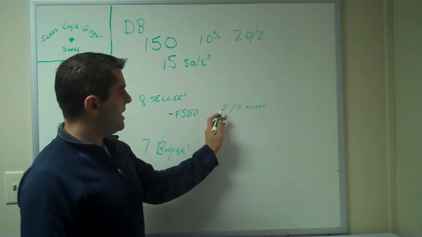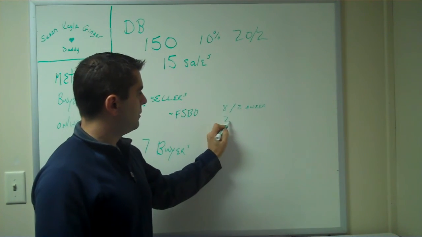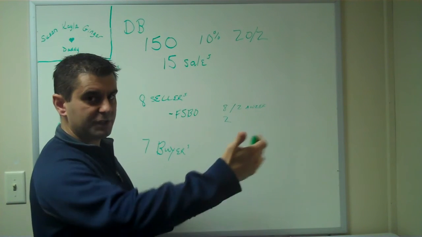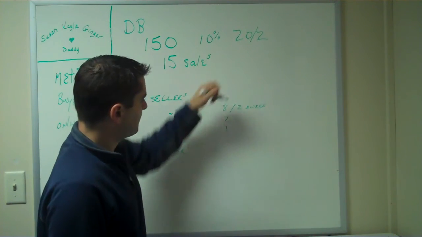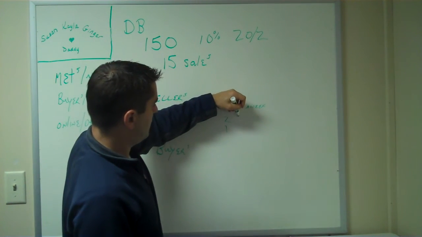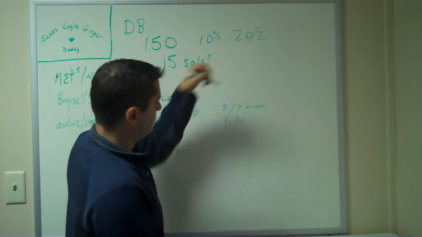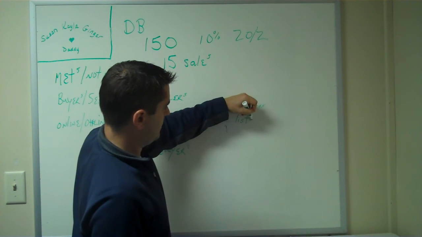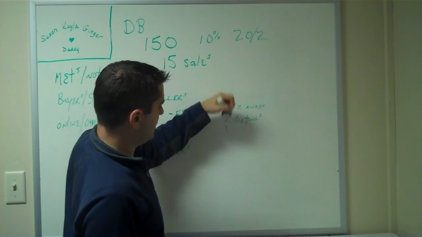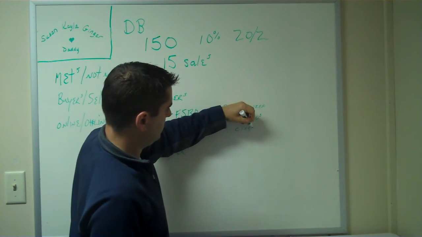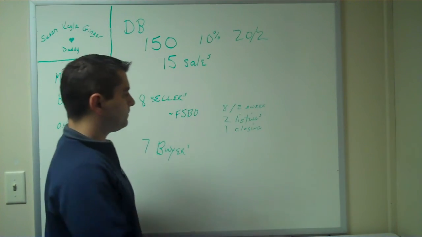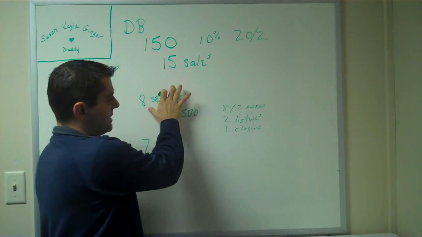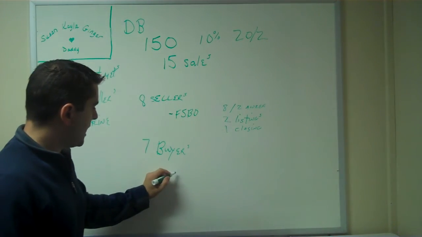So 8 a month should turn into 2 listings a month, and we're going to use a 50% ratio of listings to close. So 8 new relationships a month turns into 2 listings, turns into 1 closing. So that's where our numbers are going to come from for these 8 sellers.